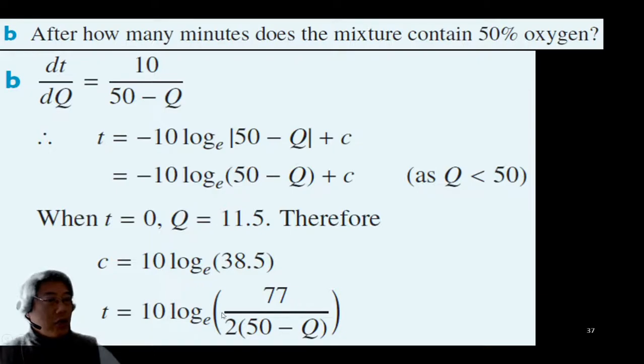Now, what's the next question? If you were to graph it, you would need to re-express Q as the subject. But here the question is, after how many minutes does the mixture contain 50% oxygen? So what we want is to find the value of t. To get 50% oxygen, Q has to be half.